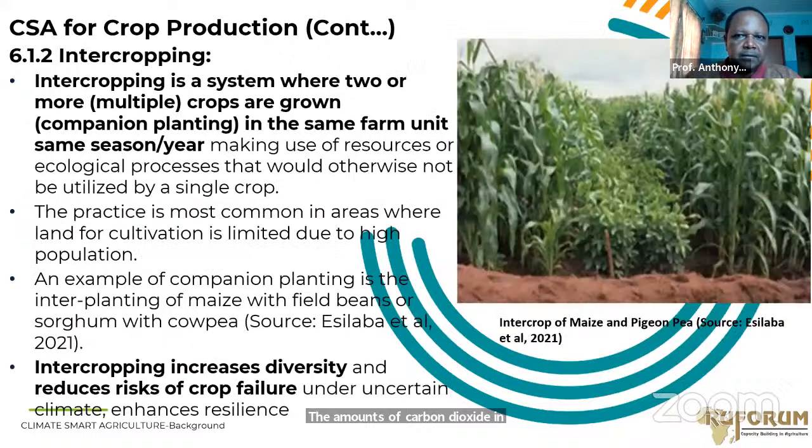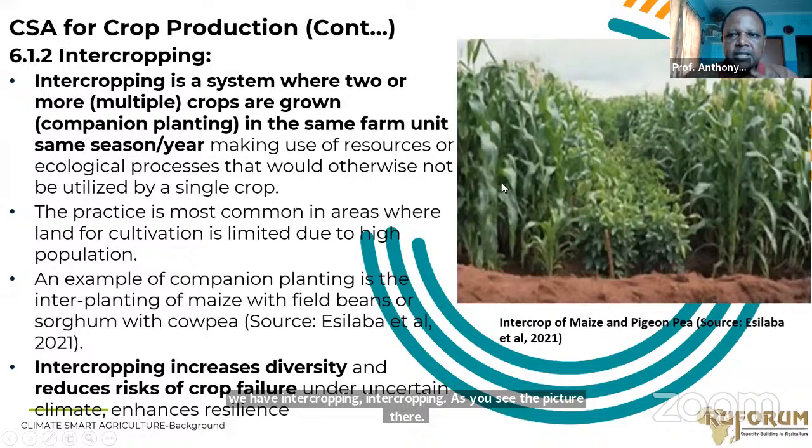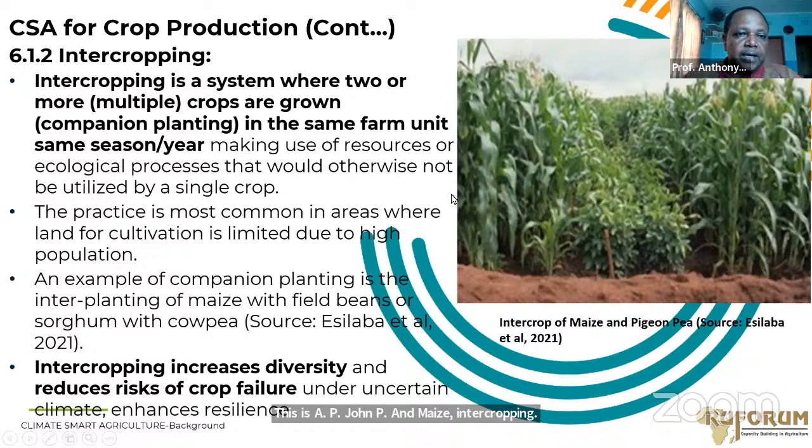And we have intercropping. Intercropping, as you see the picture there. This is a pigeon pea and maize intercropping. We know that when you intercrop, it's like growing 2 crops or 3 crops in the same field at the same time, over a period of time. Might be the same season or the same year. How does it increase productivity? Of course, we do certain studies in agronomy where we evaluate the land equivalent ratio.